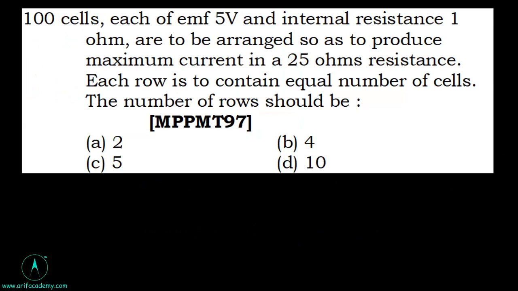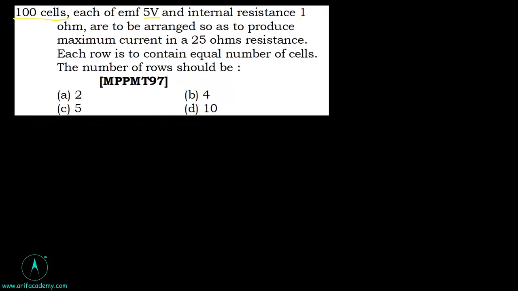Now the question is: 100 cells, each of 5 volt and internal resistance 1 ohm, are arranged so as to produce maximum current in a 25 ohm resistor. Each row is to contain an equal number of cells. The number of rows should be, this is the question.